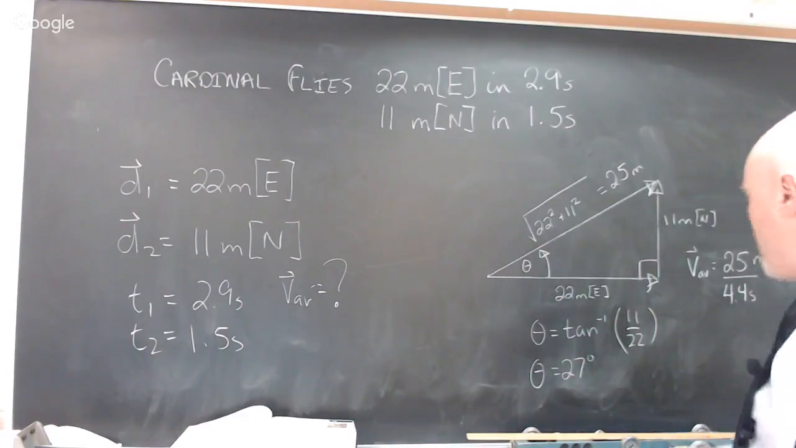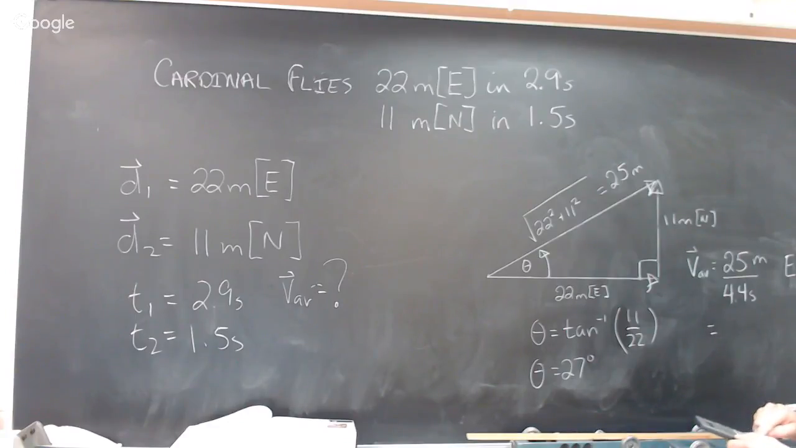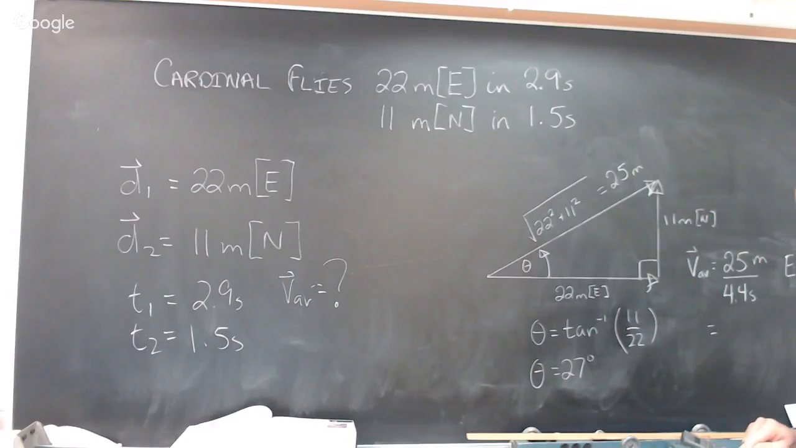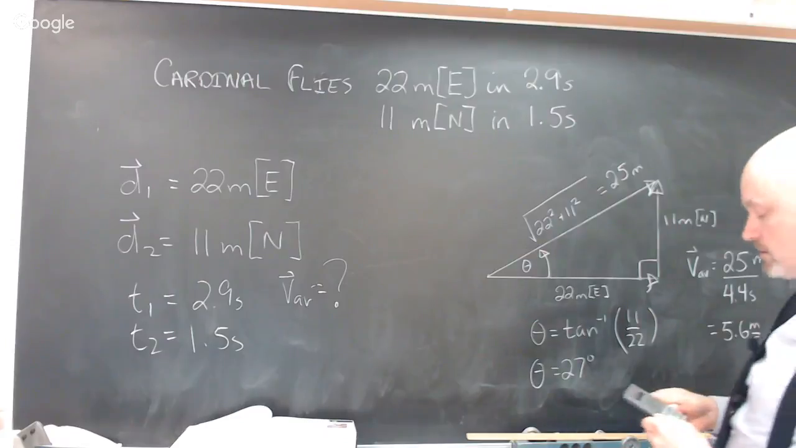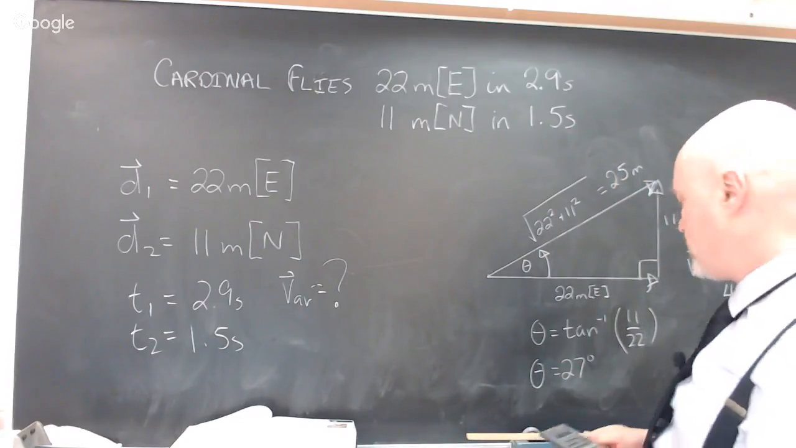Okay. And so 25 divided by 4.4. I'm going to use 24.5 divided by, wait a minute. Yeah, 4.4. Okay, so 5.6 meters per second, 27 degrees north of east. That is our final average velocity for that cardinal.